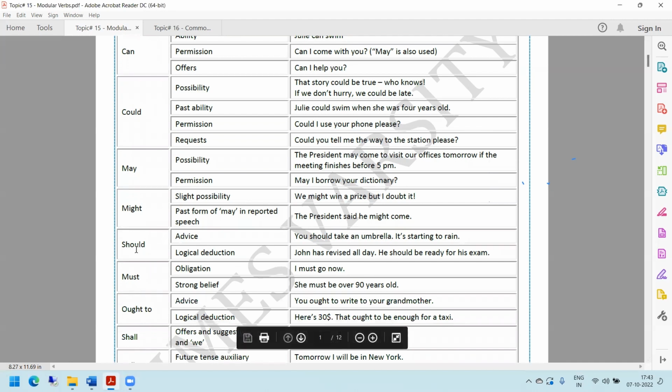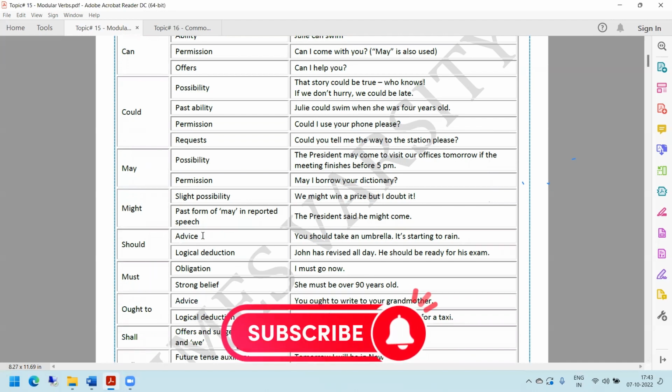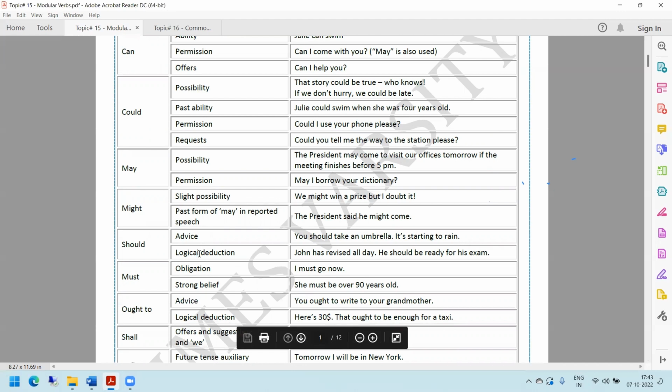Should, to express advice or logical deduction. So, you should take an umbrella. It is starting to rain. Here, advice is being given that you should take an umbrella, it is starting to rain.